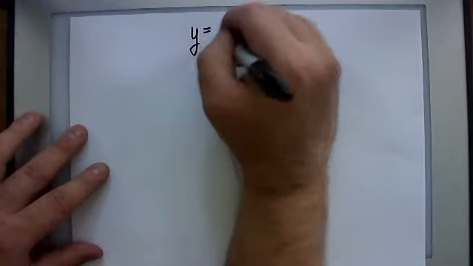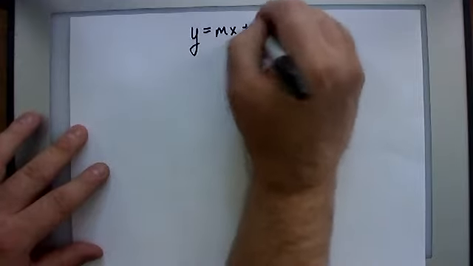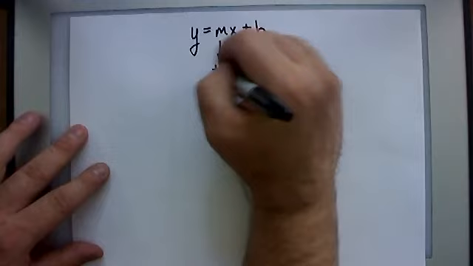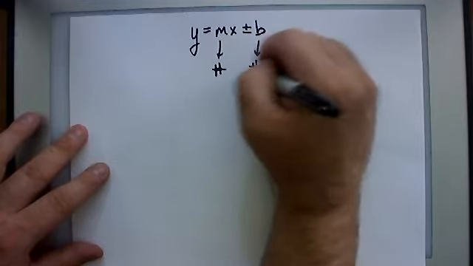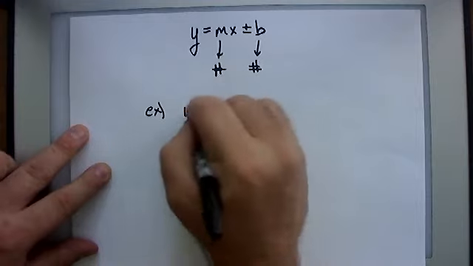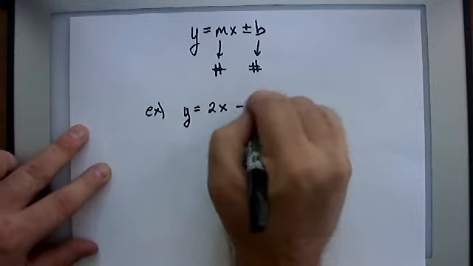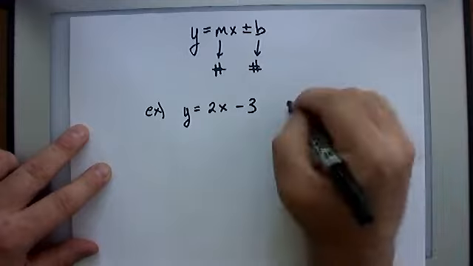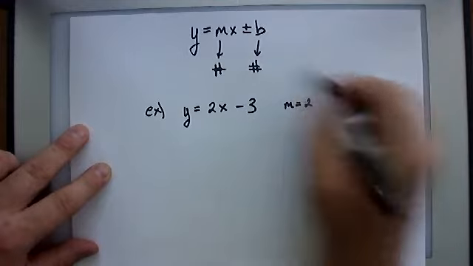Let me go ahead and show you what I mean by y equals mx plus b, clarify that a little bit before we actually do any graphing. So y equals mx plus b, also called slope-intercept form. The m is just a number. The b is just a number, okay? So some examples here would be maybe y equals 2x minus 3, right? Where the 2 is the m.